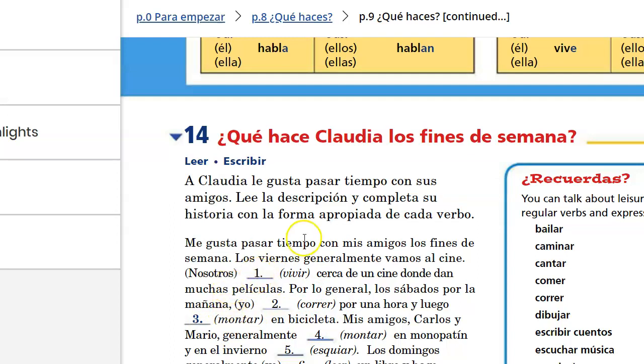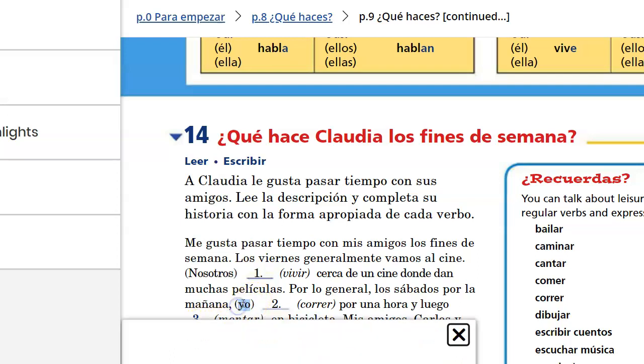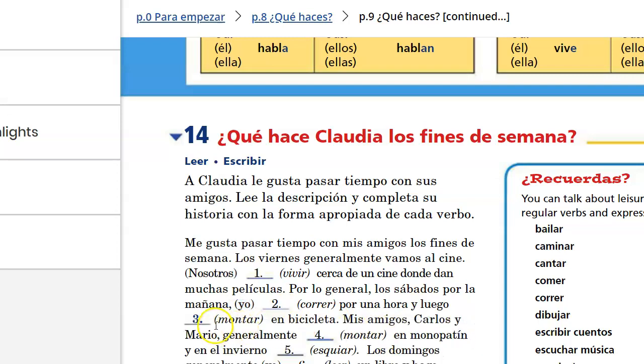Now you're probably pausing because you're like, well, for number one, it's pretty clear, right? In the nosotros form. Got it. Number two, pretty clear. Got to do correr in the yo form. But what do I do for three? Luego means later. That's not a subject. If you're not provided with a subject, like for number three, you can assume it's the same subject from earlier on in the sentence. So number three is also going to be in the yo form, again, because we're not provided any other subject before it.